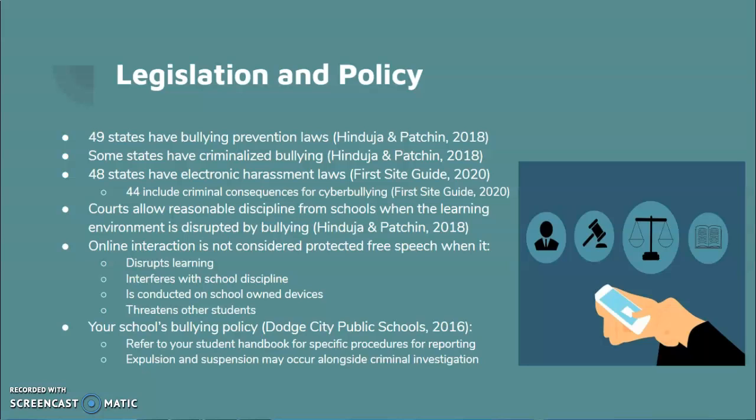Next, you may refer to your student handbook, the Comanche School Handbook, for specific procedures for reporting bullying behaviors. I would advise speaking to your teacher or any other trusted adult within the building. In that policy, it also says expulsion and suspension may occur alongside criminal investigation. So this is a serious matter, and depending on the severity of the bullying or the threats, any consequences that you receive from school, you may also be receiving some criminal investigation along with that.